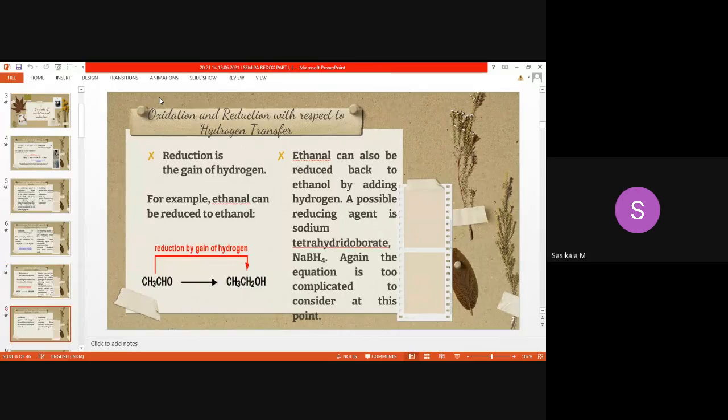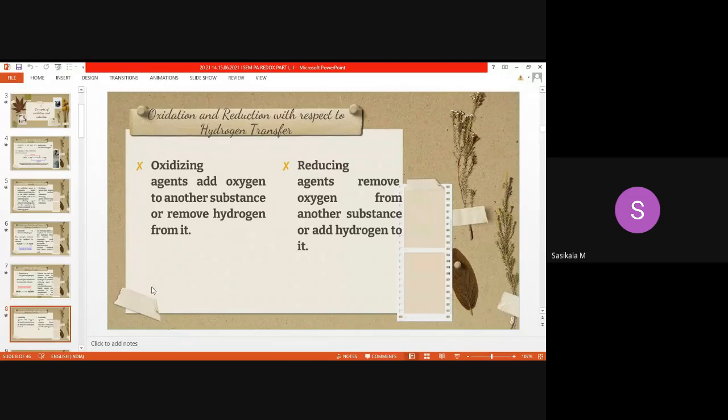This is a simple concept. And from this, what is an oxidizing agent? It adds oxygen to another substance or removes hydrogen from it. Either it will add oxygen to another substance or it will remove hydrogen from it. So based on these classical concepts, oxygen transfer and hydrogen transfer, we understand what an oxidizing agent is. It either adds oxygen to another compound, like ferric oxide giving oxygen to carbon monoxide, or removes hydrogen from it, like ethanol conversion to acetaldehyde. This is called an oxidizing agent.